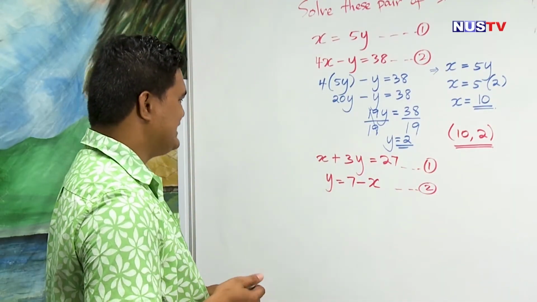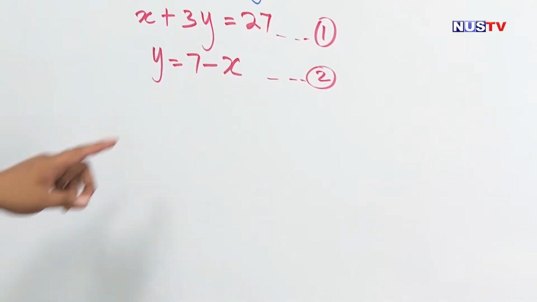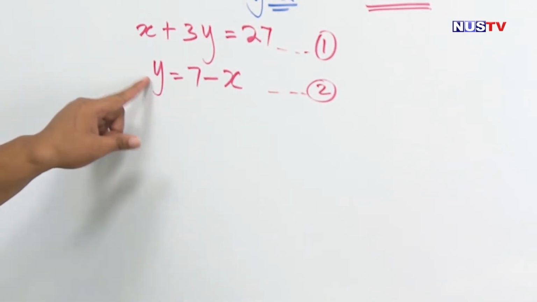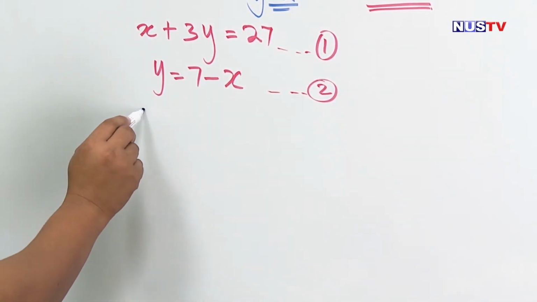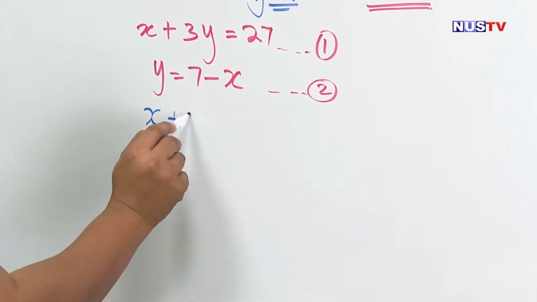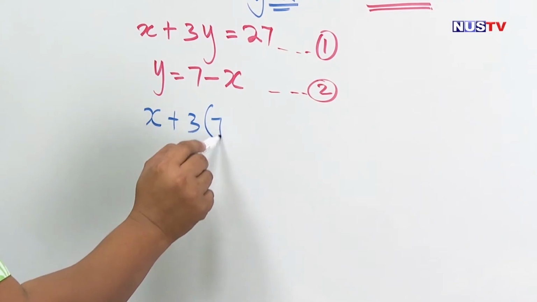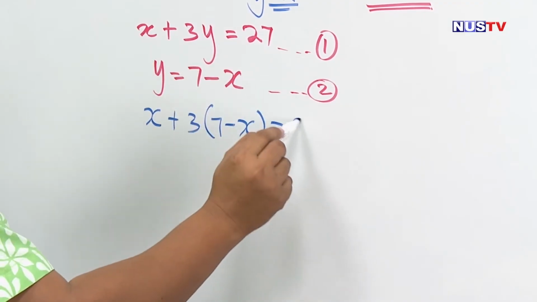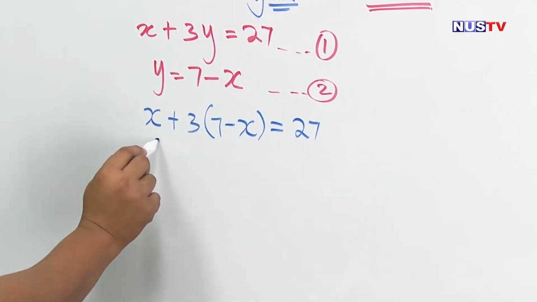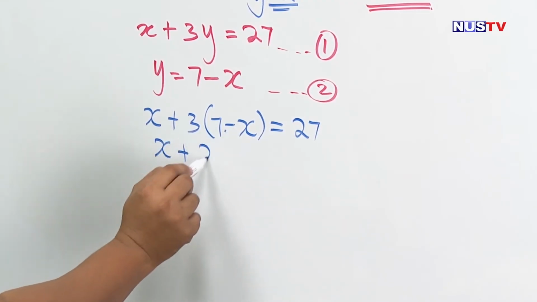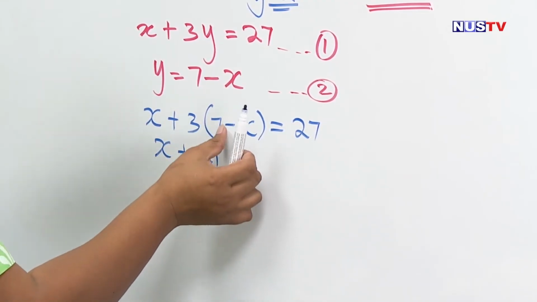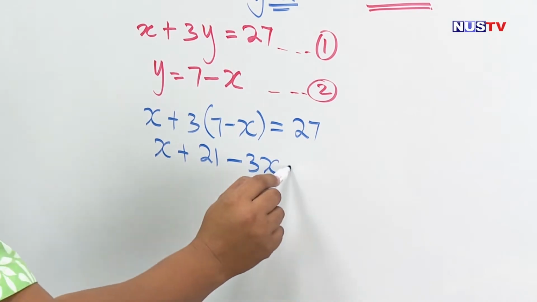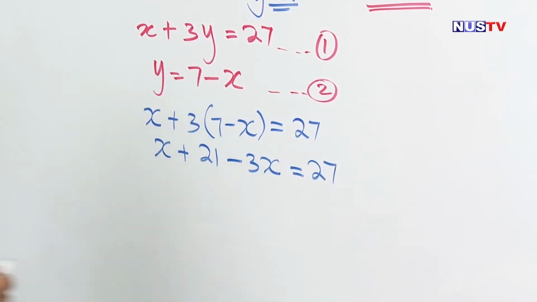Next one, we have x plus 3y is equal to 27. And we have the subject y here, which is equal to 7 minus x. So now we have a value of y. So in x plus 3y, instead of y, we're going to bring the value of y, which is 7 minus x, and that will be equal to 27. So this is x plus 3 times 7, which is 21, and 3 times negative x will be negative 3x. All of this will be equal to 27.